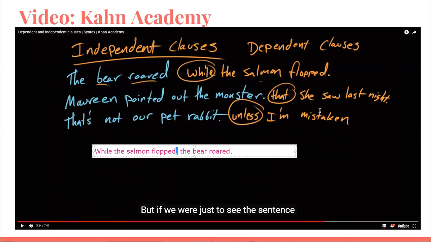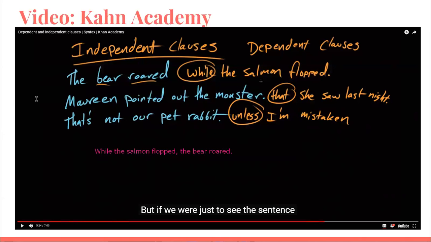Okay, we can flip all of these, maybe except for this middle one, that she saw last night. We would have to tweak this a little bit more and change some words, the second sentence, in order to change it around. The third one, we could literally say, unless I'm mistaken, comma, that's not our pet rabbit.